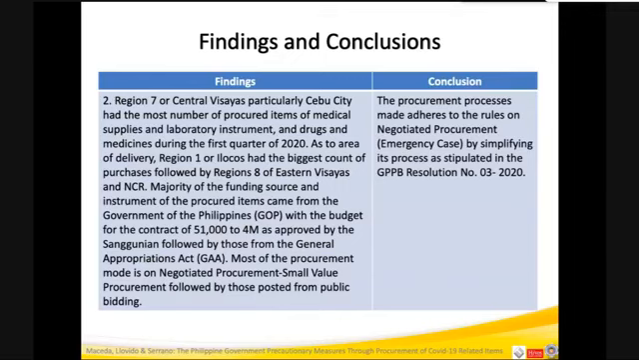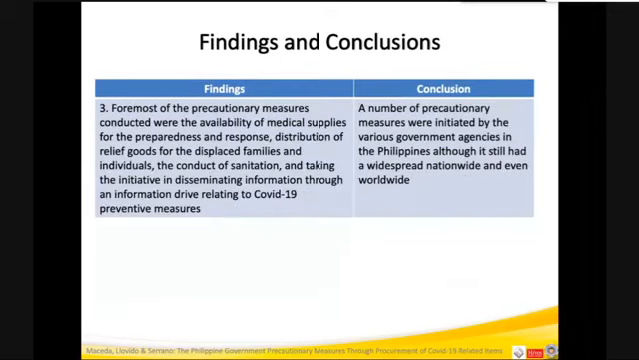Majority of the funding source and instrument of the procured items came from the government of the Philippines, with the budget for the contract of 51,000 to 4 million as approved by the Sanggunian, followed by those from GAA. Most of the procurement mode is negotiated procurement, small value procurement, followed by those posted from public bidding. So we concluded that the procurement processes made adhere to the rules of negotiated procurement by simplifying its process as stipulated in the GPPB Resolution number 03/2020.